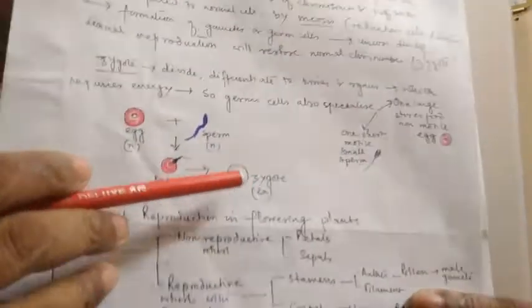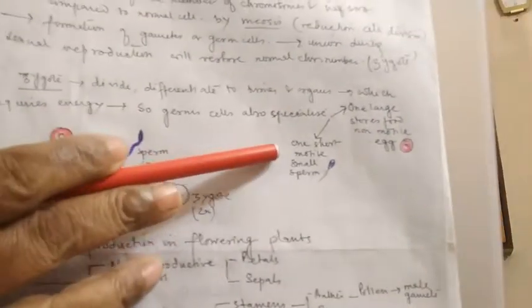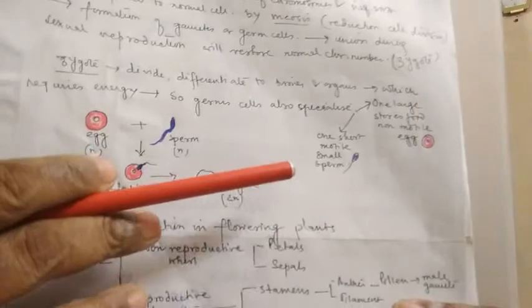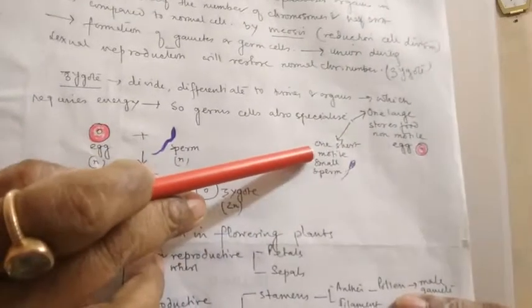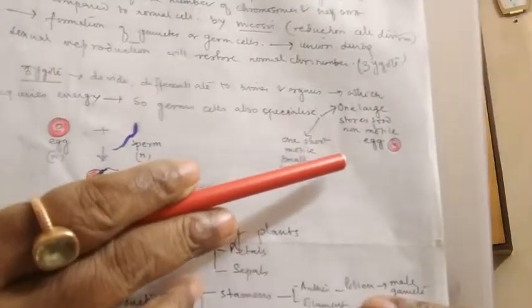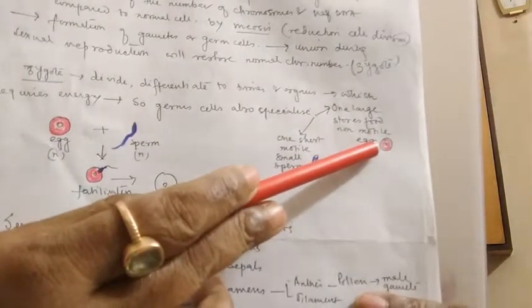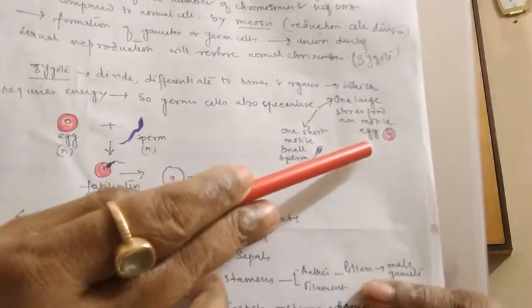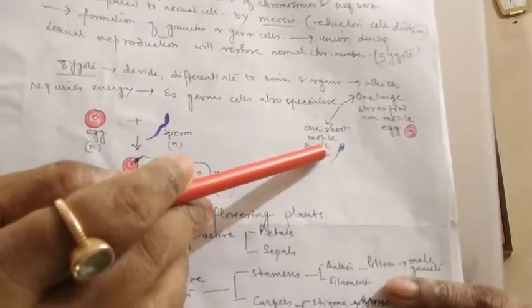So in sexual reproduction, gametes started forming. By reduction division, they started forming specialized cells which are called gametes. In a higher organism, these gametes are generally of two types. One is large and non-motile, which is called the egg, the female gamete, and the other is small and motile, which is called the sperm, the male gamete.